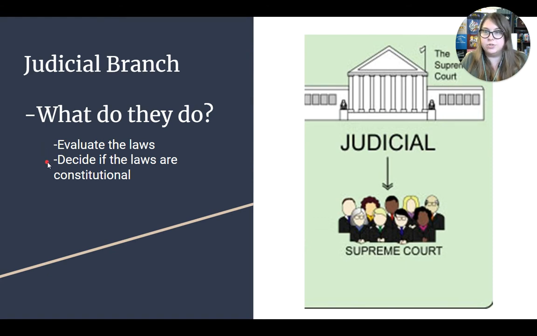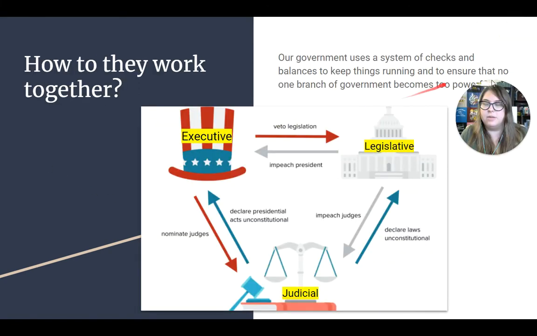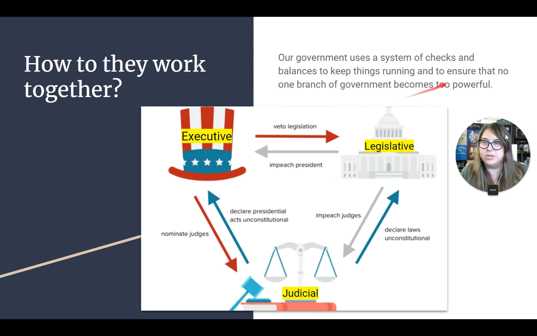All right, so now that we've talked about the three branches of government, the executive branch, the legislative branch, and the judicial branch, we're going to talk about why we have three branches of government. So why do they work together and why do we have them? So I'm going to move my little video here so you can see a little better. So our government uses a system of checks and balances to keep things running and to ensure that no one branch of government becomes too powerful.